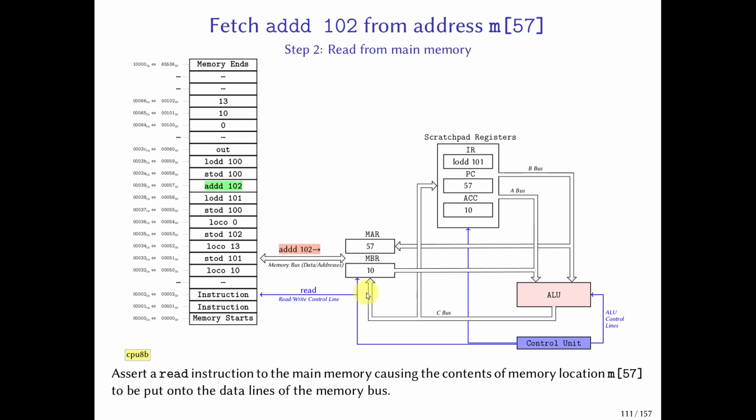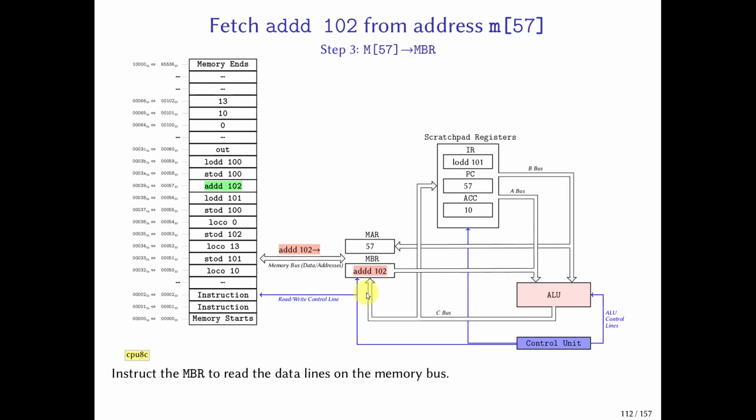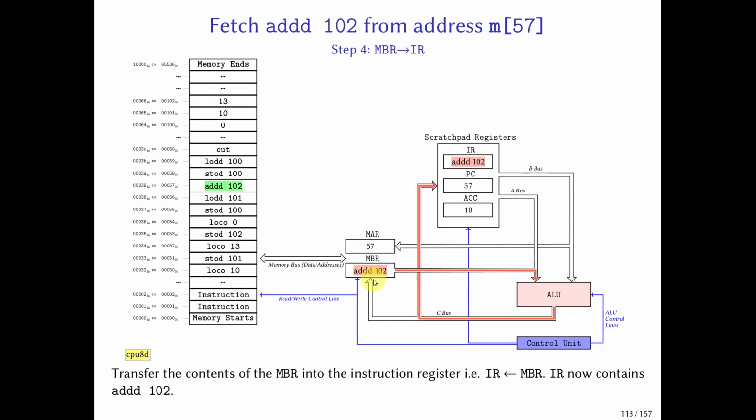The next thing that happens, of course, is that the CPU reads the data from the data lines of the memory bus and copies the information that's been presented there into the memory buffer register, and then that is in turn copied from the memory buffer register to the scratch pad registers, and specifically into the instruction register, where it will be subsequently decoded and executed.